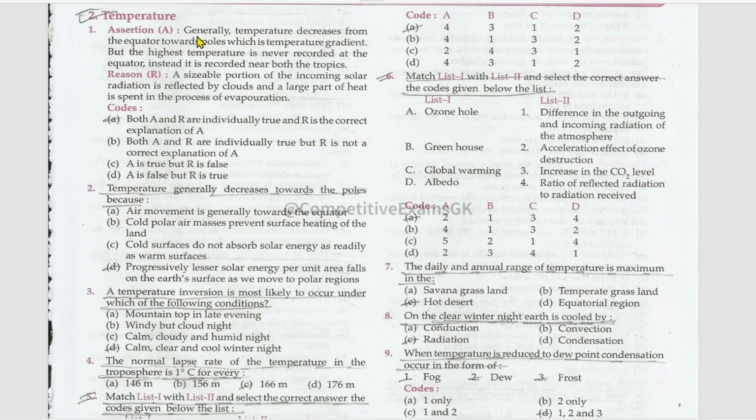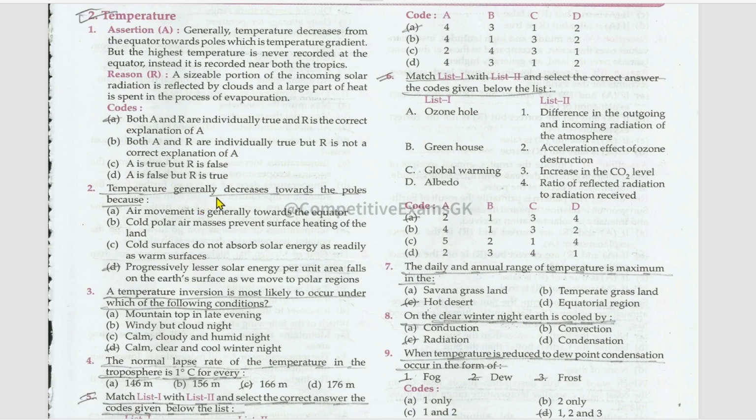Let's start the lecture. Assertion: generally temperature decreases from the equator towards poles, which is temperature gradient, but the highest temperature is never recorded at the equator. Instead, it is recorded near both the tropics. True. A sizable portion of the incoming solar radiation is reflected by clouds, and a large part of heat is spent in the process of evaporation. The reason is also right, and this is the correct explanation for assertion.